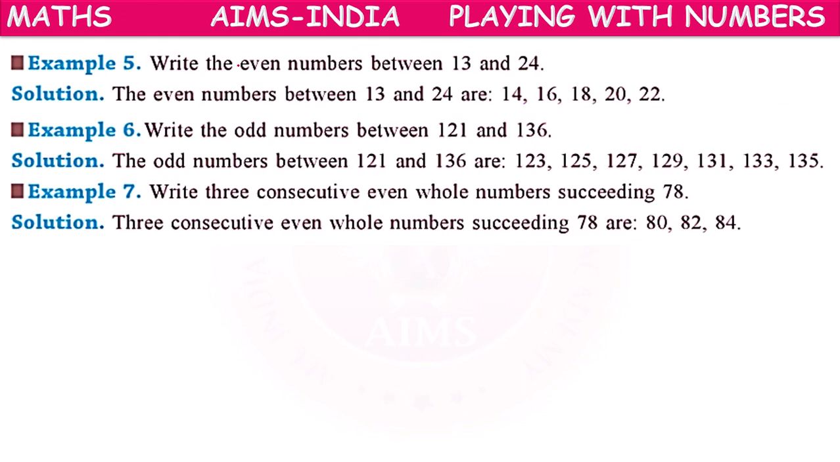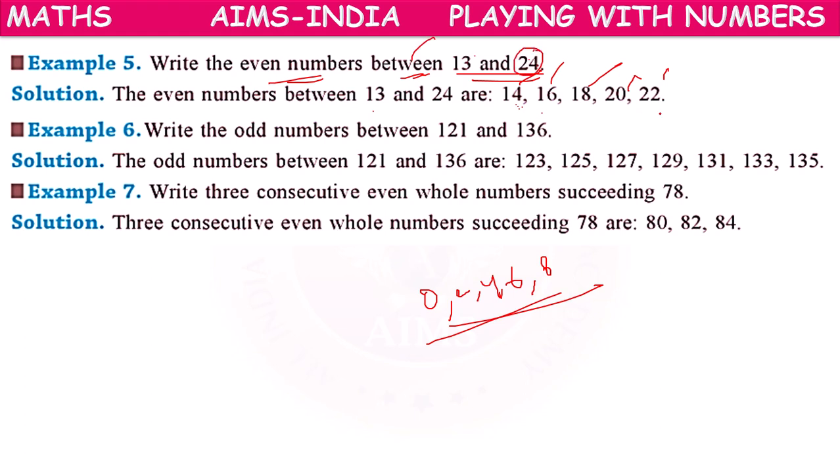Next. Now write all the even numbers between 13 and 24. What are the even numbers? After 13, 14 will come. If the units place has 0, 2, 4, 6, 8, then it is an even number. After 13, 14, units place 4, then 16, 18, 20, 22. They are asking between 13 and 24. That's why 13 and 24 we should not include. So 14 to 22 we can write.